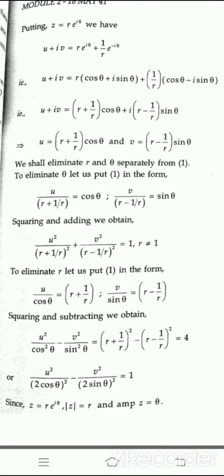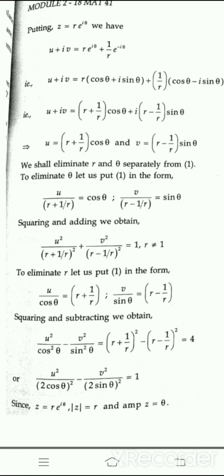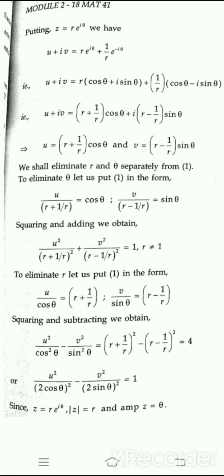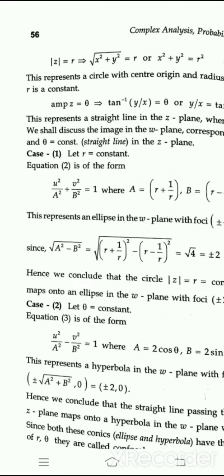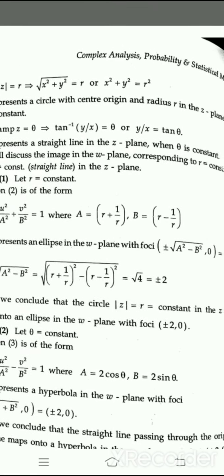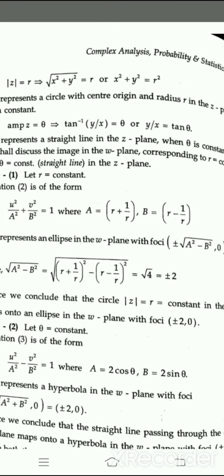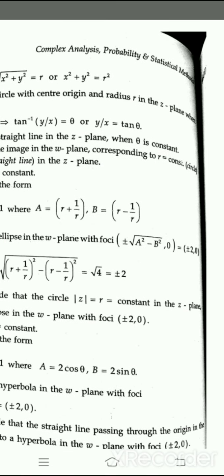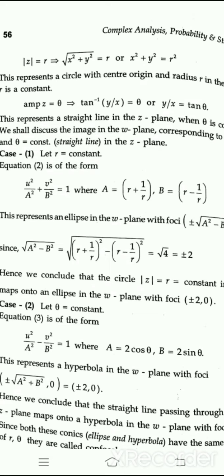u square divided by (2 cos theta) whole square minus v square divided by (2 sin theta) whole square is equal to 1. Since z is equal to r e raised to i theta, modulus of z is r and amplitude of z is theta. So modulus of z is the square root of x square plus y square, which is r. Finally, x square plus y square is equal to r square. So this represents a circle with center at the origin and radius r in the z plane, where r is a constant.